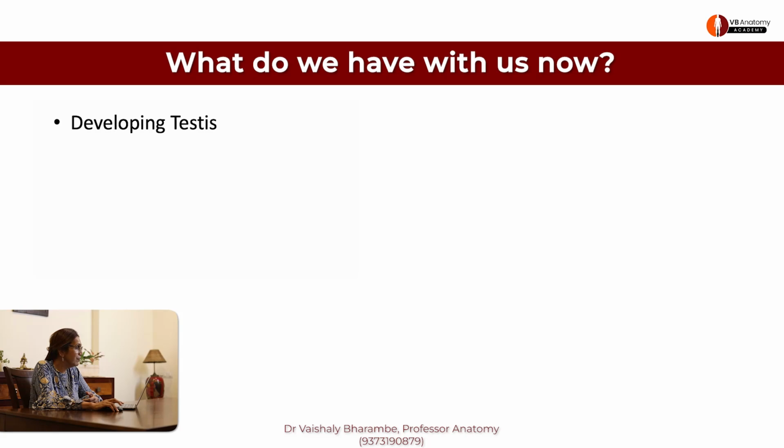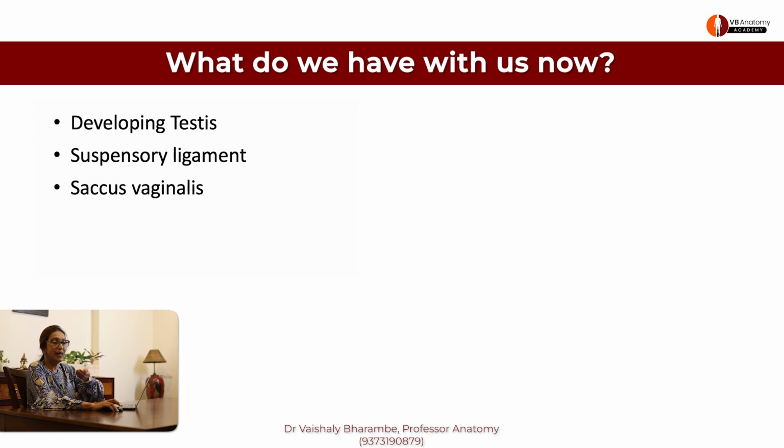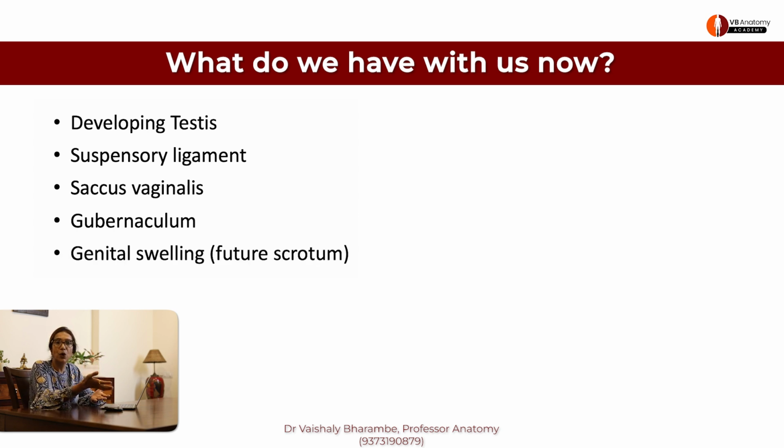What do we have here? What do we have to create the descent of testes? Come. We've got a developing testis in the dorsal wall. It is suspended from the diaphragm by suspensory ligament. It is covered by a little sac called saccus vaginalis. It is attached with the help of gubernaculum to the scrotal sac. This is what we've got. From all this, we are going to create a descent of testes.